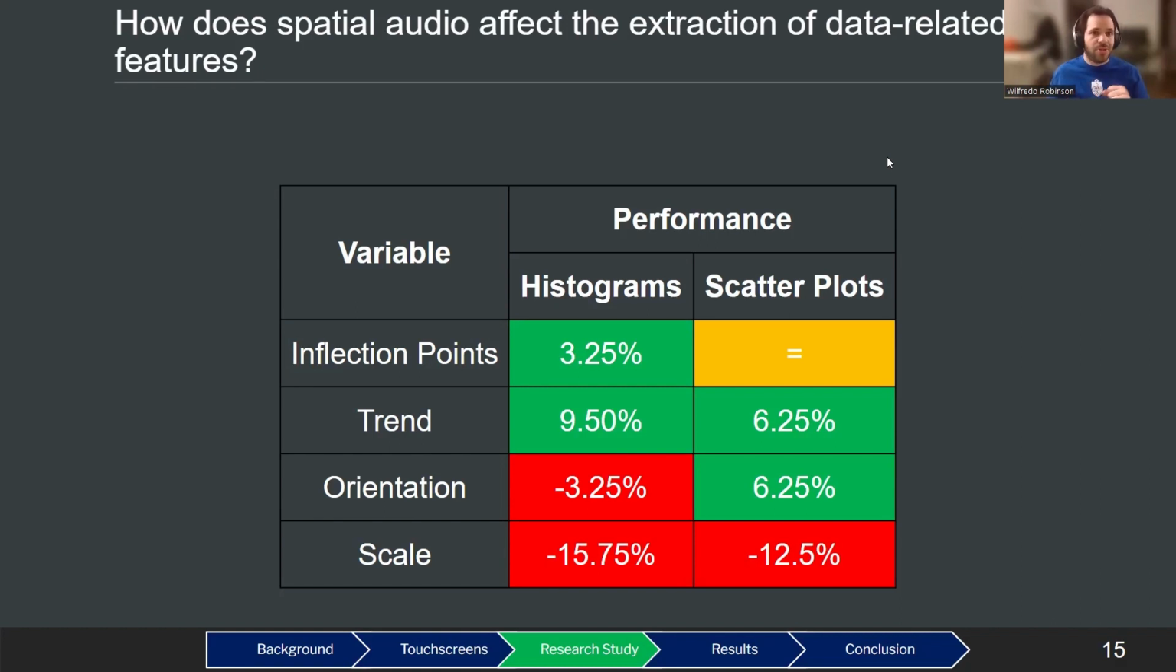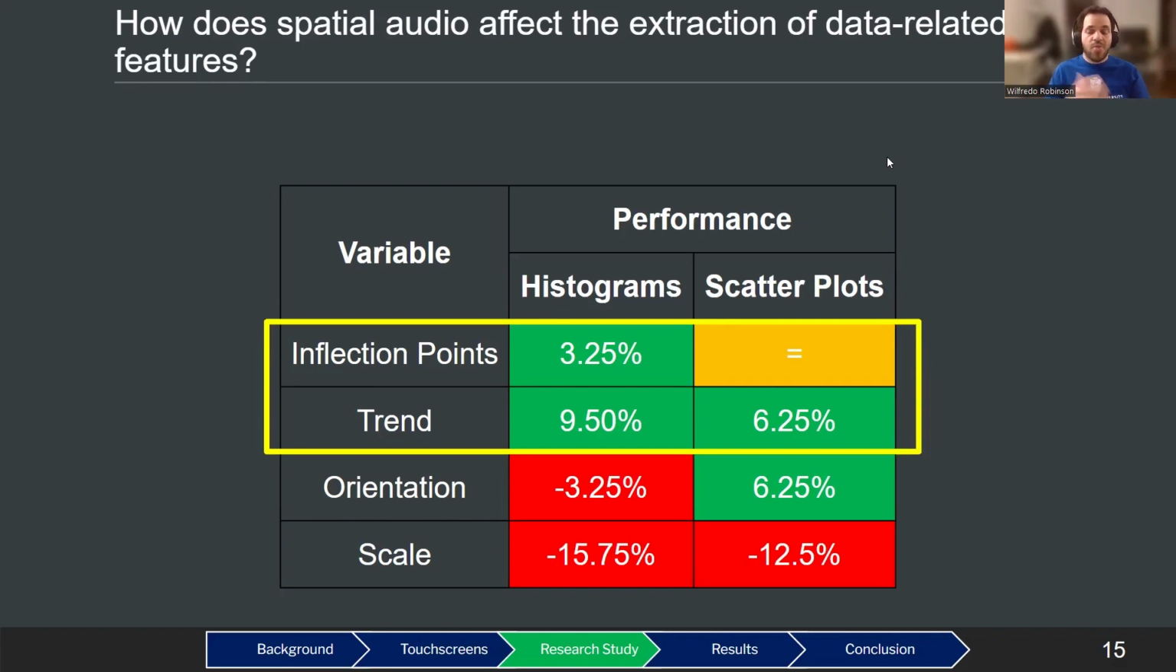To answer the first research question, how does spatial audio affect the extraction of data-related features, which are inflection points and trend? Well, we can see that participants performed either the same or 3 to 9% better when exploring with spatial audio versus without, which means that spatial audio has the potential to positively aid users when extracting data-related insights.